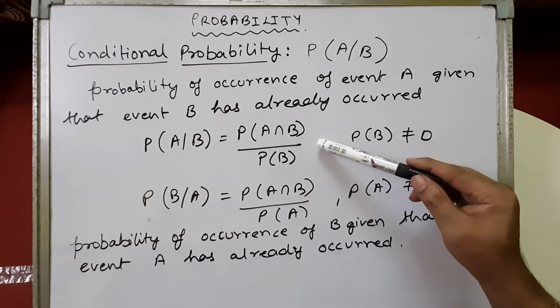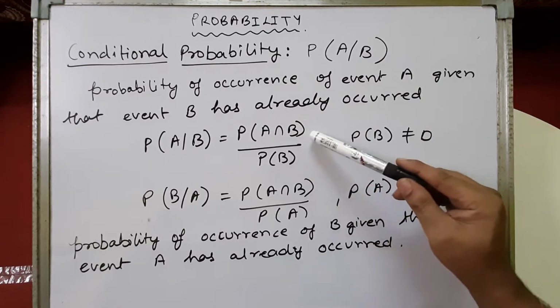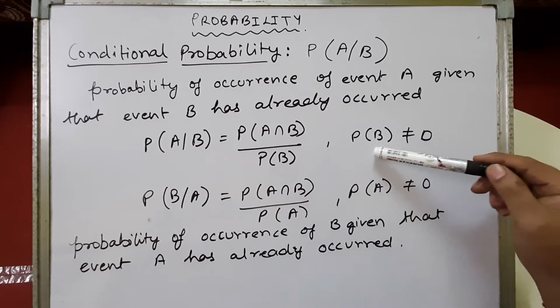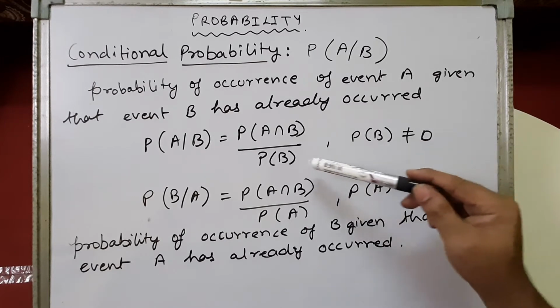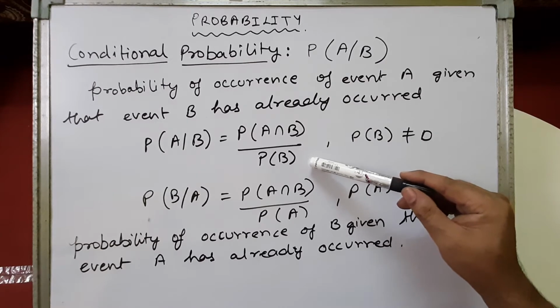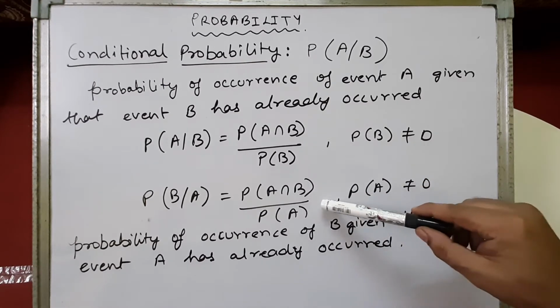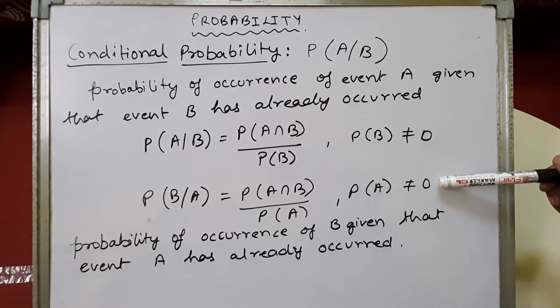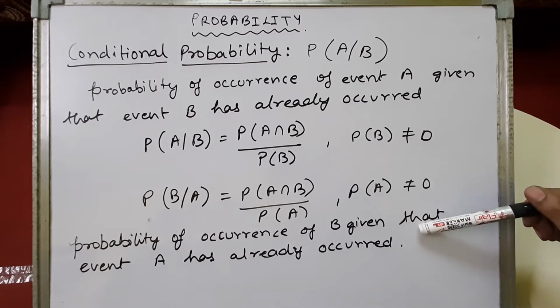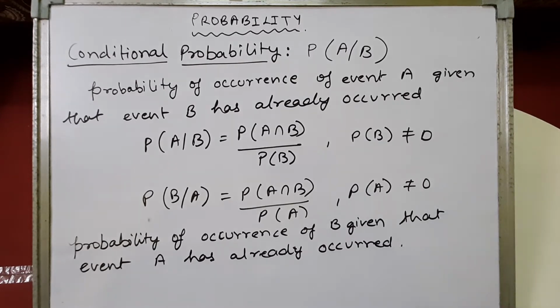So the probability of A upon B we can calculate by probability of A intersection B upon probability of B, and it is given that P(B) is not equal to 0. That means the denominator cannot be equal to 0, as we all know that it will become not defined. Similarly, the probability of B upon A will be probability of A intersection B upon probability of A. Here probability of A will not be equal to 0. Now here the statement will be probability of occurrence of B given that A has already occurred. In the second statement we are calculating the probability of happening of B, given A has already happened or occurred. Please note down this much first.